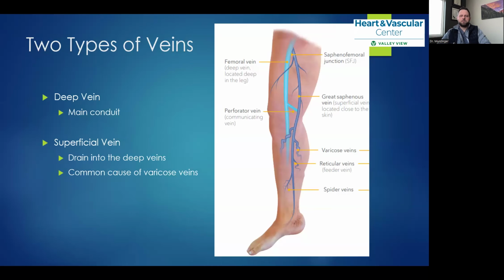There are two types of veins in the leg. There's a deep vein and a superficial vein. The deep vein is the main conduit that drains the blood back up through the venous system towards the heart. The superficial veins drain into the deep vein, and the pathology or the problem that can occur in these structures is different. So superficial vein pathology frequently results in varicose veins or other vein findings in the lower extremities, such as spider veins or telangiectasia or reticular veins, which we'll discuss.